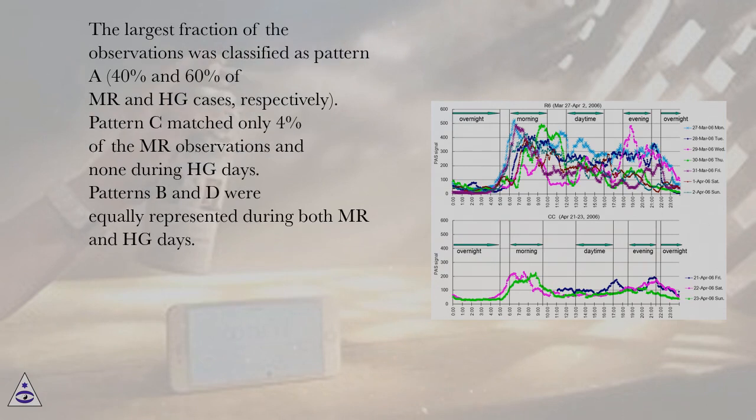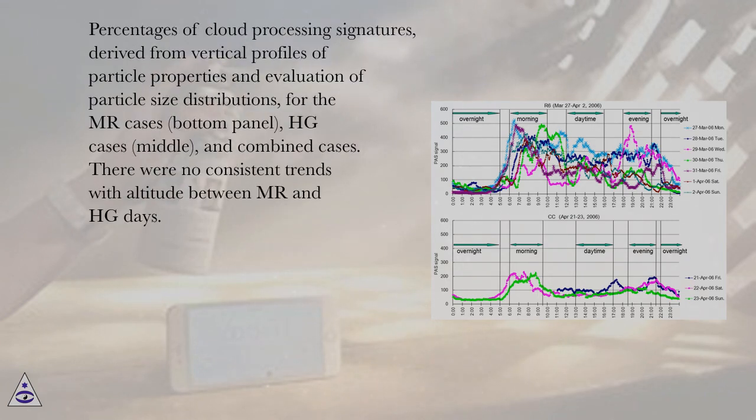The largest fraction of the observations was classified as Pattern A, 40% and 60% of Mr. and HG cases, respectively. Pattern C matched only 4% of the Mr. observations and none during HG days. Patterns B and D were equally represented during both Mr. and HG days.